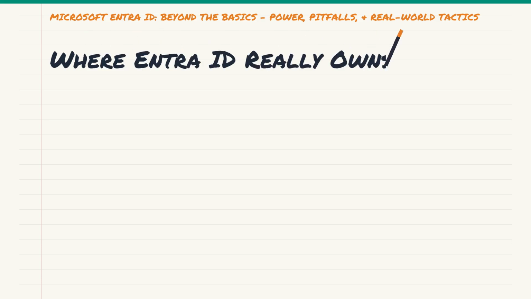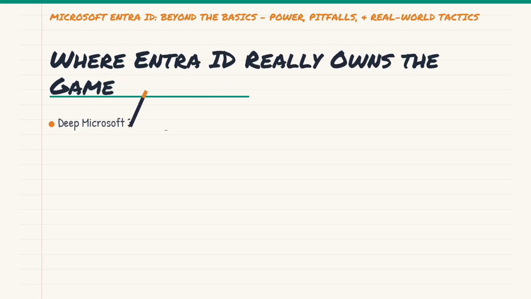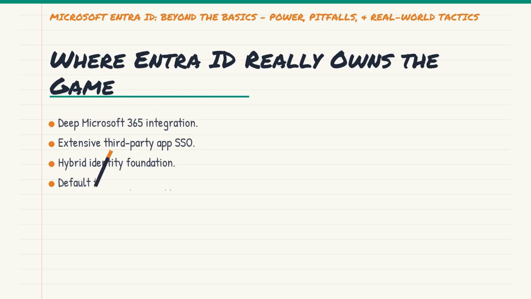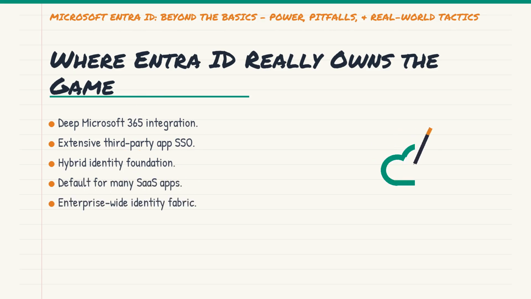So, where does Entra ID really dominate? Think Microsoft 365, obviously. If you are living in that world, Exchange Online, SharePoint, Teams, Entra ID is your default IAM. It's deeply embedded, and that integration is a massive advantage.